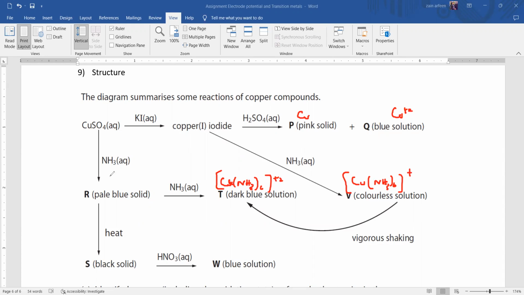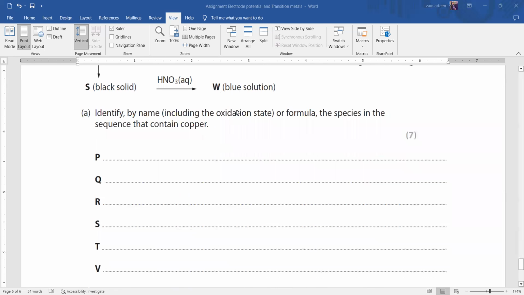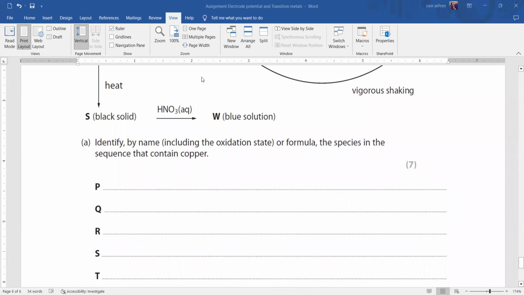And for copper sulfate, we add ammonia, so it will form a pale blue solid. That is due to the formation of copper hydroxide. And when we heat, the copper hydroxide breaks down into copper oxide plus water. Then copper oxide plus nitric acid will give copper nitrate. So this is a summary. We have to identify these substances which are formed, by name including oxidation state, or by formula of species in the sequence.